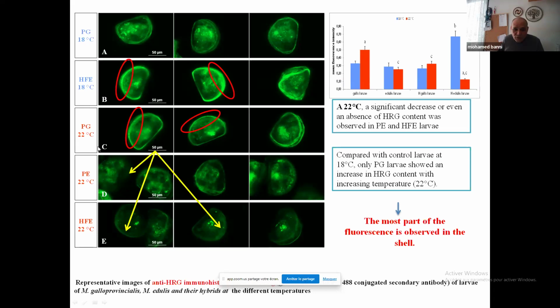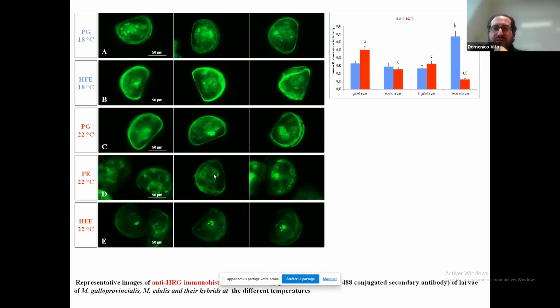So this was the first evidence in the world that demonstrated why pure edulis or hybrid from female edulis larvae cannot survive in high temperature. I mean, high temperature is 22 degrees, yeah? Okay.